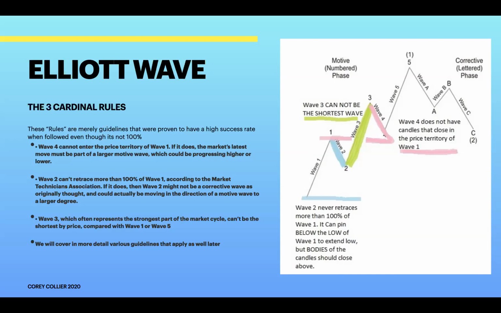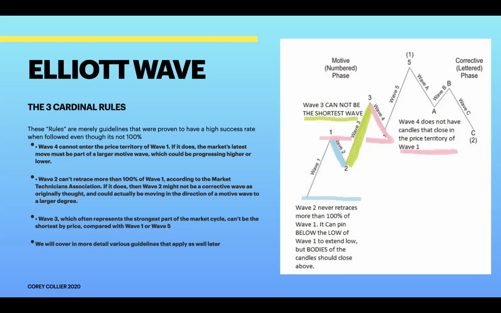The second rule: wave 2 can't retrace more than 100% of wave 1, according to the Market Technicians Association. If it does, then wave 2 might not be a corrective wave as originally thought and could actually be moving in the direction of a motive wave of a larger degree, a trend reversal.